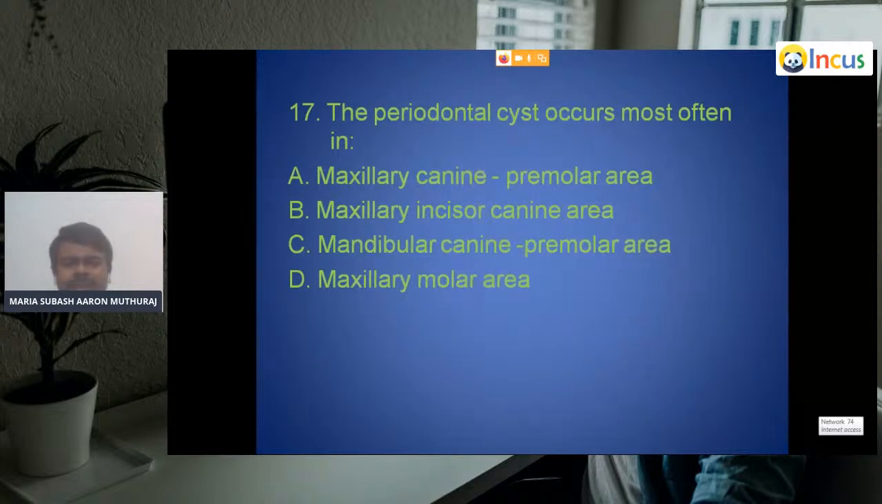This periodontal cyst will be commonly present in the mandibular canine premolar area. Therefore, the answer should be C. The other name of periodontal cyst will be lateral periodontal cyst or botryoid cyst.